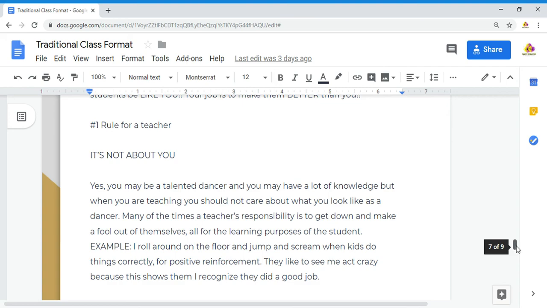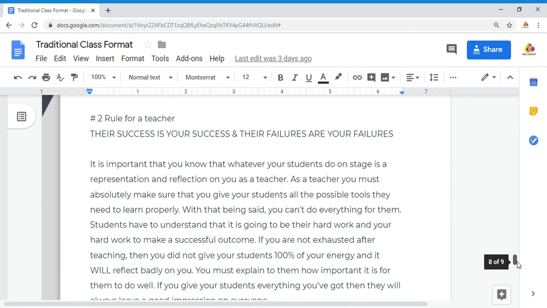I also have here, their success is your success and their failures are your failures. Meaning, whatever your students do in that classroom and on that stage is a reflection of you as a teacher. If your kid goes on stage and they don't know anything, that's your fault. Don't care if the kid is bad. Don't care if the kid is good. It's your fault. Why is it your fault? Well, what steps did you take to get them to do what they've got to do?